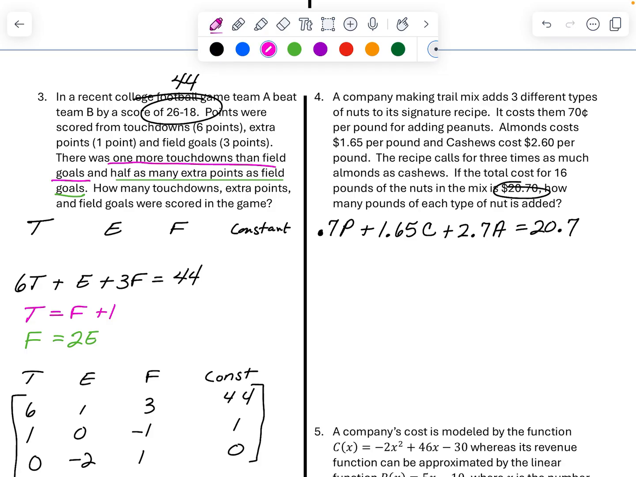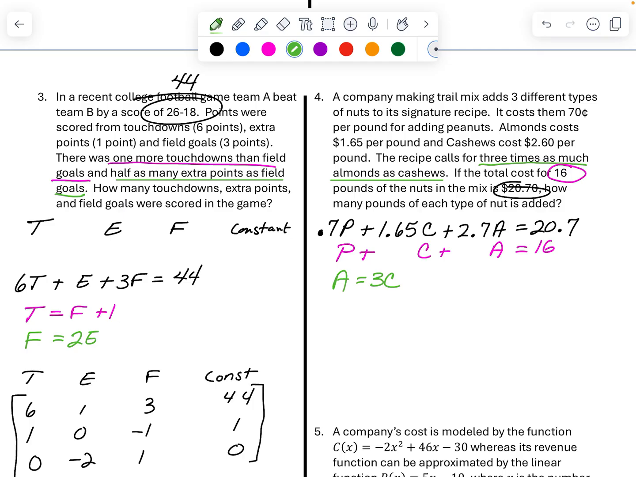The second equation says that there is 16 pounds, so that would be peanuts plus cashews plus almonds is 16 pounds. And the next one says there's 3 times as much almonds as cashews. So there's more almonds than anything else. If I triple my cashews, they'll be the same. 3 times as many almonds as cashews. Okay. So that's my system.